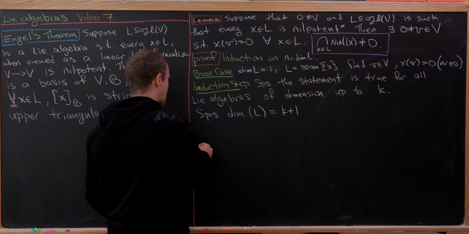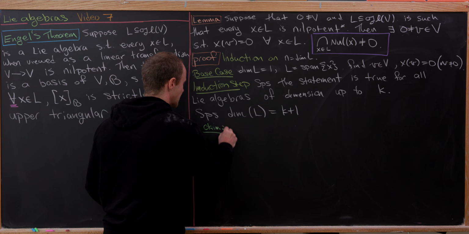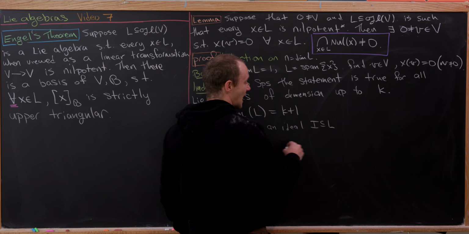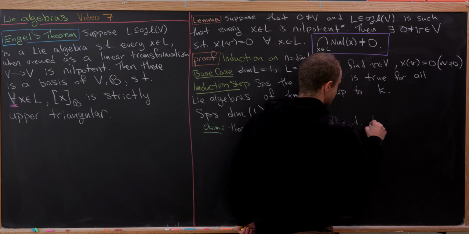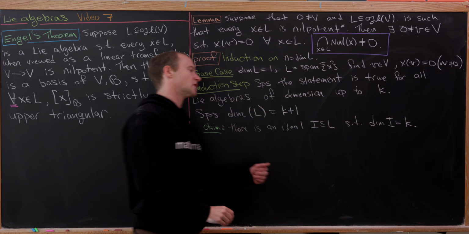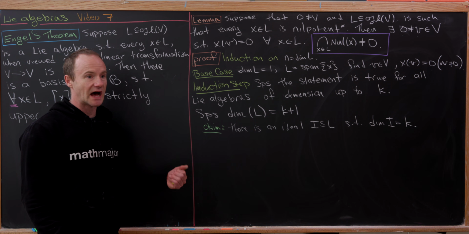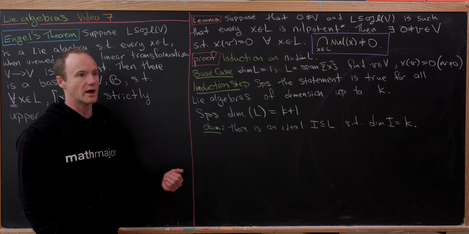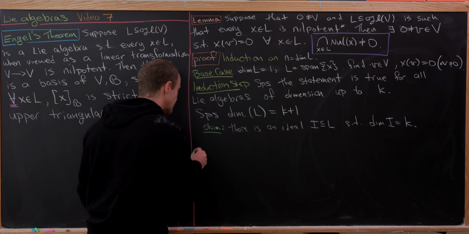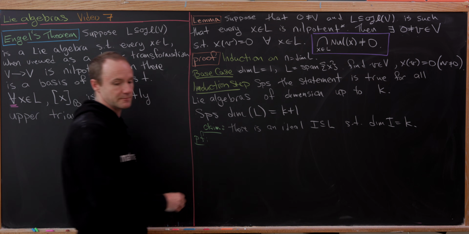Okay, so now we're going to make kind of a technical claim here, and that is there is an ideal I of L such that the dimension of I is k. So in other words, if L is nilpotent, we can get an ideal that has dimension 1 less than the dimension of the whole Lie algebra. So this is a pretty special thing happening already. So let's see the proof of this claim.